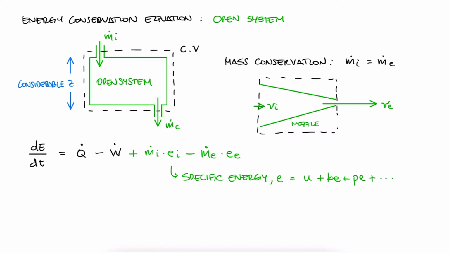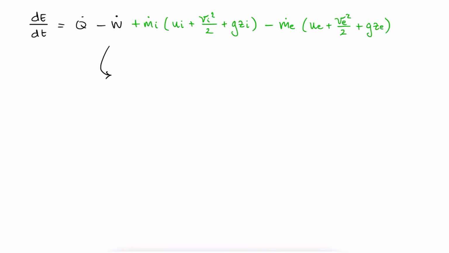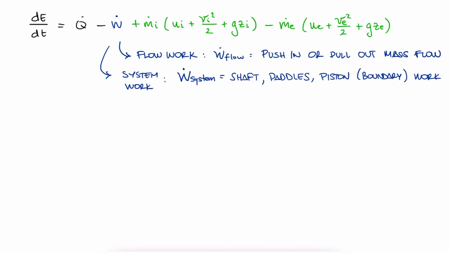In general, before neglecting any terms, this equation would look like the change of energy over time, dE/dt, equal to q dot minus w dot plus mi dot times (ui plus vi squared over 2 plus g zi) minus the same terms with the e subscript. This w dot term would of course be associated with shaft work or boundary work, for example a piston, which we call the system work, and it also includes the work needed to push that mass flow into the system or to take the mass flow out of the system. And that type of work is what we call flow work.